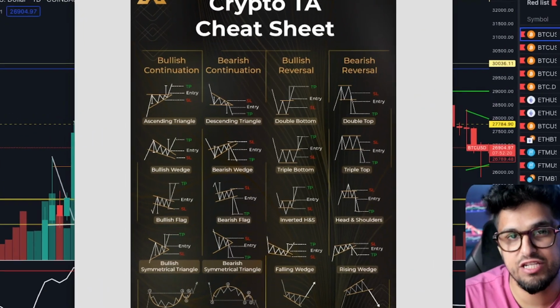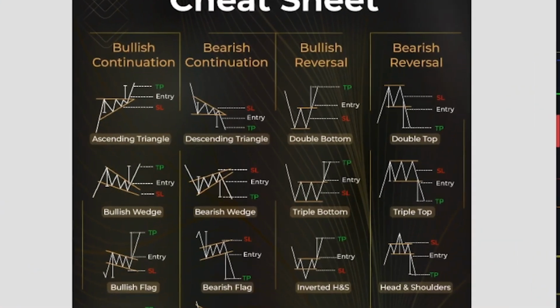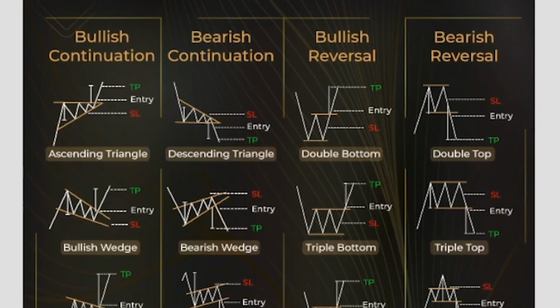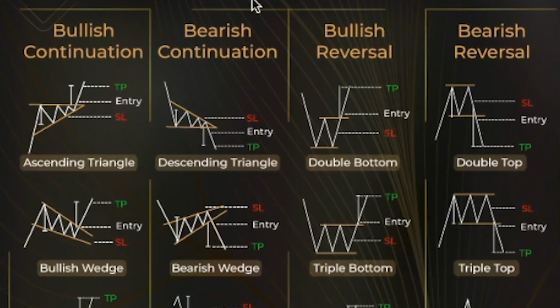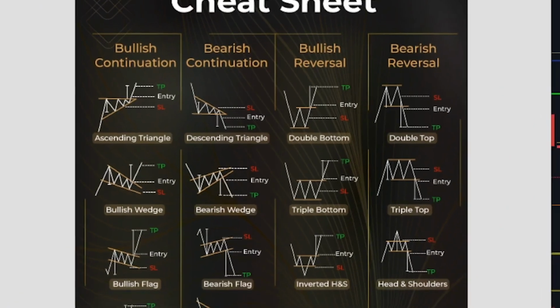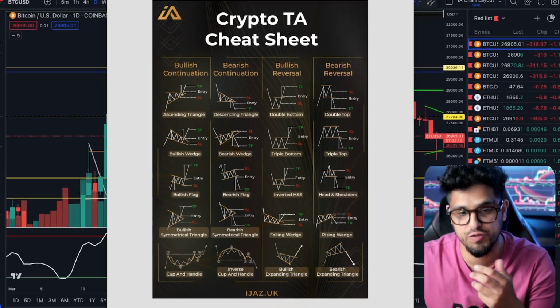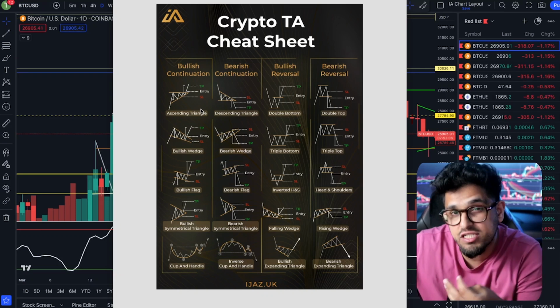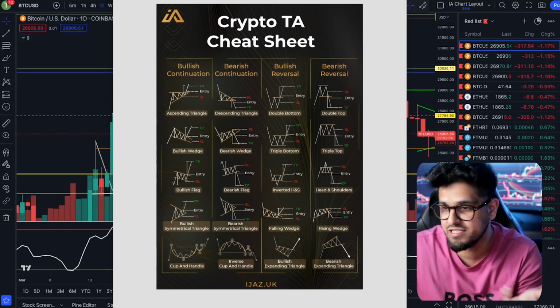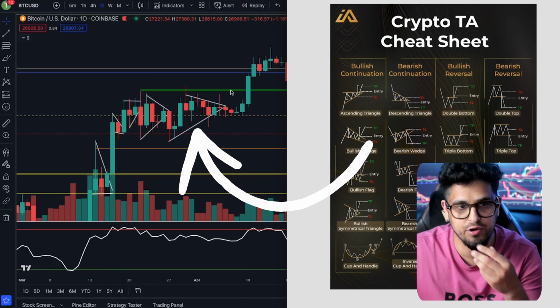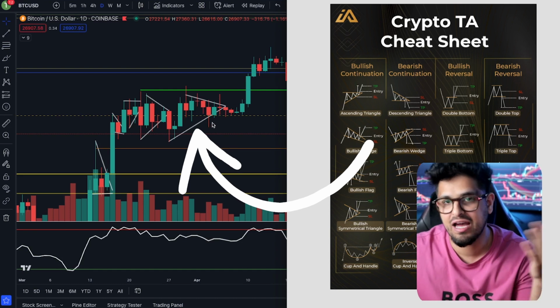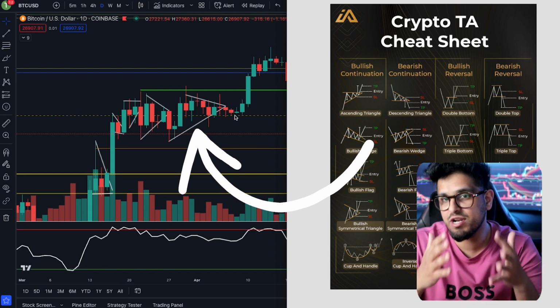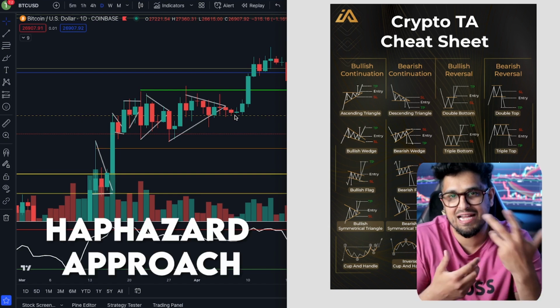Now, the first thing we need to do is get into the mind of what an amateur trader would do. Somebody new to trading would pick up a TA cheat sheet, which by the way, I'll link in the description for you guys to use. And they would try to start identifying these patterns in the charts, right? So for example, here you can see a triangle playing out and you attempt to trade it. That is what an amateur would do, and they would be very haphazard in their approach.